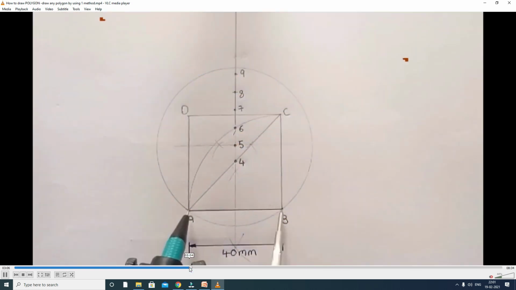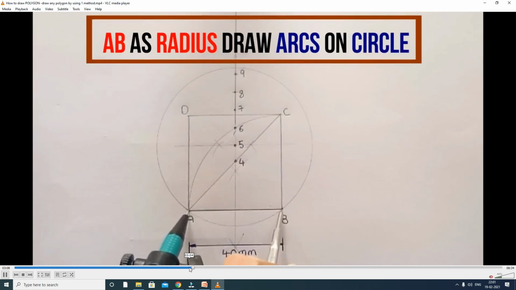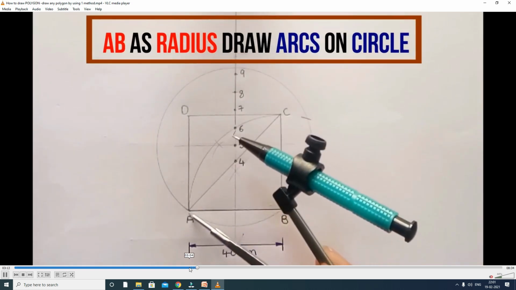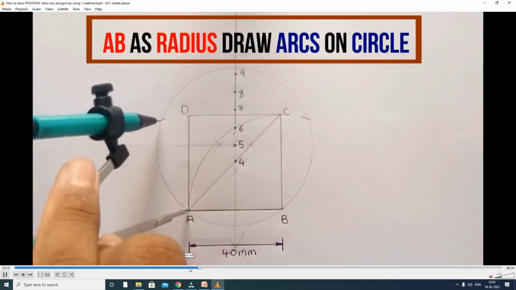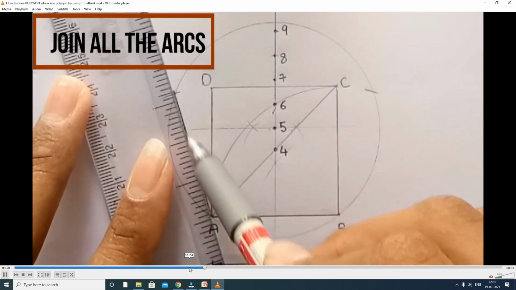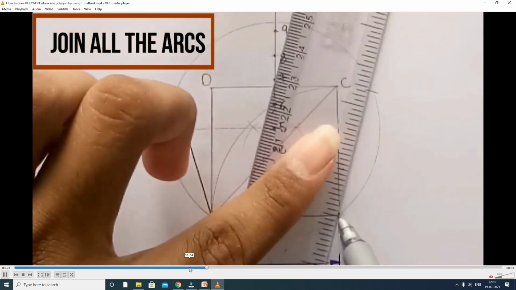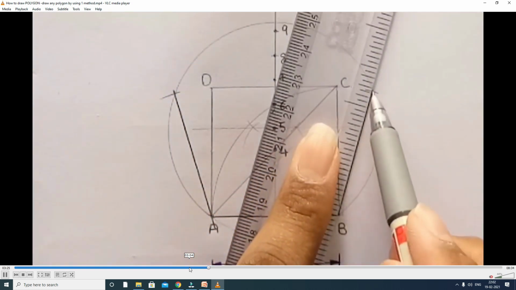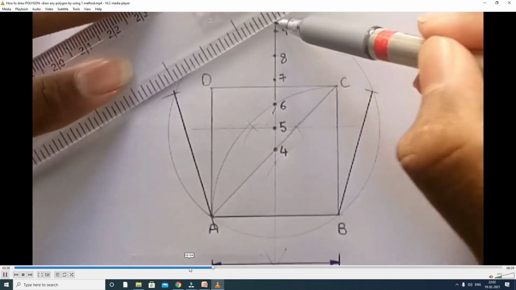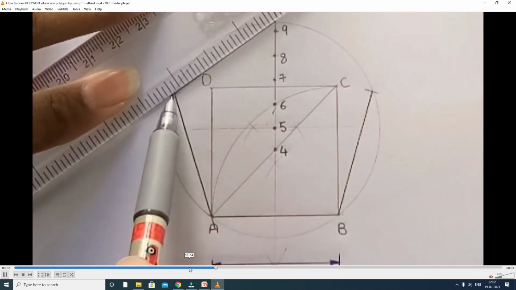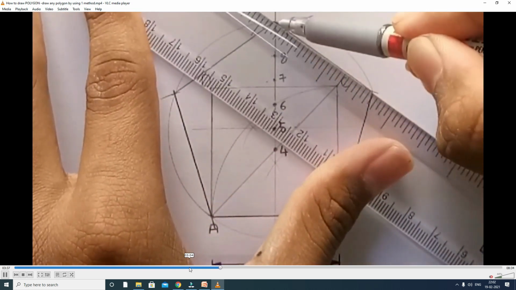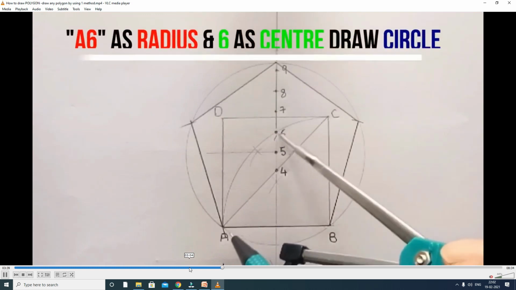Same A to B. Now you measure the A to B distance, 40 mm is there. Same, we cut the circle. A is the corner, one arc, and B is the corner, another arc. Okay. Now you take the scale, and you join the lines A to B, B to C, and next that intersect point. Here 5 sides are visible. You observe here 5 sides are there. That is the pentagon. Okay, this is the pentagon.